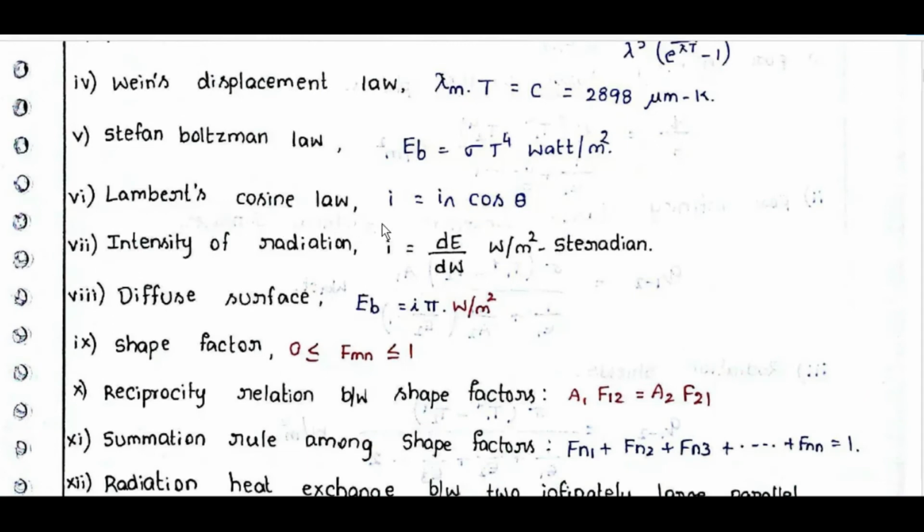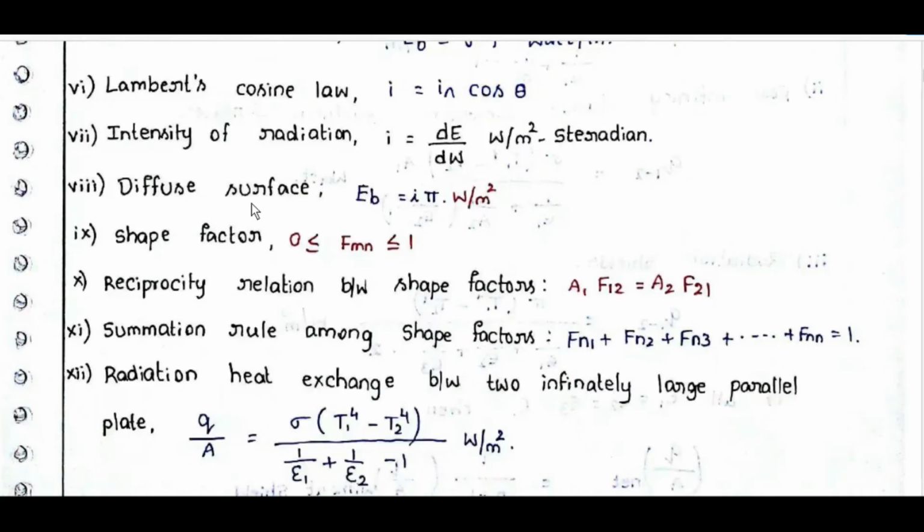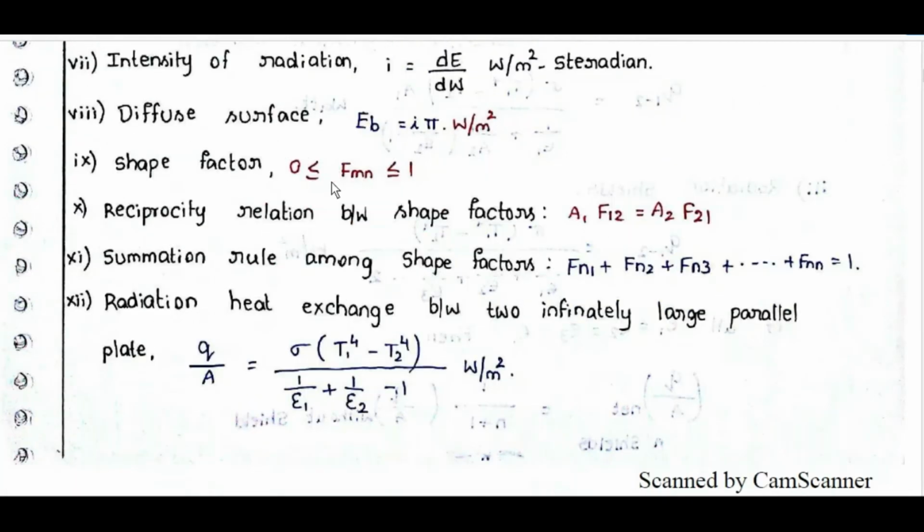Lambert's cosine law: I is equal to In cos theta. Intensity of radiation I is equal to dE by dW, watt per meter square steradian. For a diffuse surface, Eb is equal to I pi, watt per meter square. Shape factor: 0 less than or equal to Fmn less than or equal to 1. Reciprocity relation between shape factors: A1 F12 is equal to A2 F21. Summation rule among shape factors: Fn1 plus Fn2 plus Fn3 and so on up to Fnn is equal to 1.